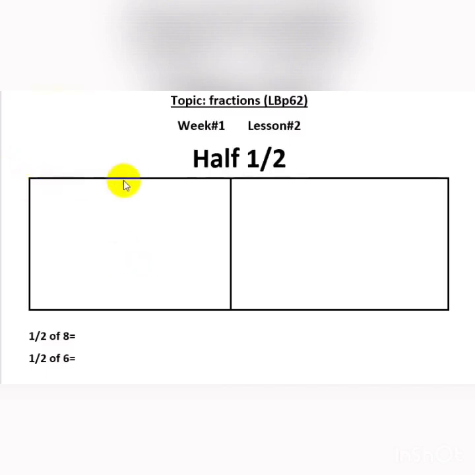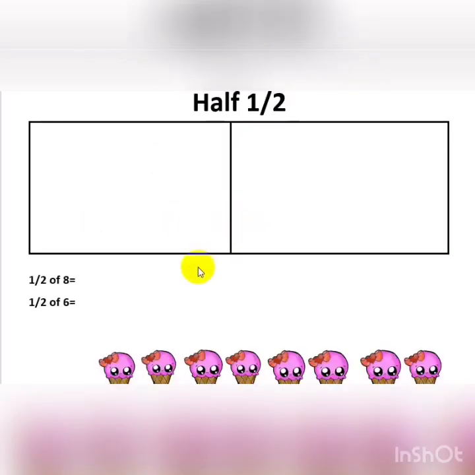You can see I have taken a rectangle here, and that's a whole rectangle. But this line here is dividing this rectangle into two parts. This is half one, and this is the second half. And when two halves join together, that makes a whole. So this is an easy way if you want to find the half of a number.